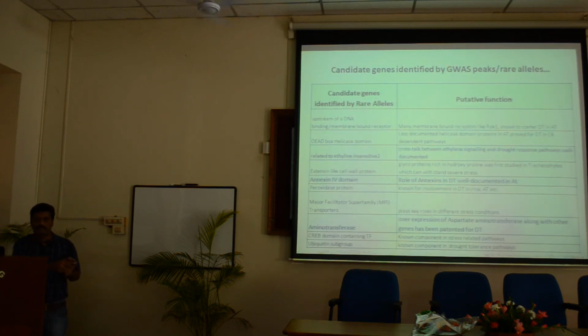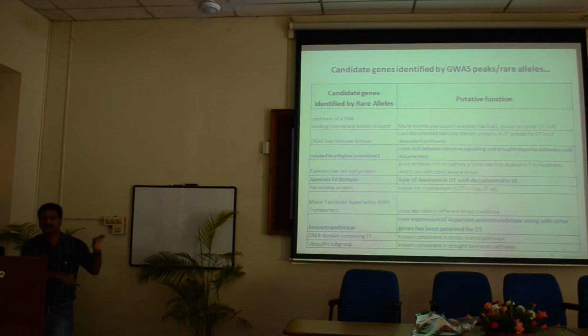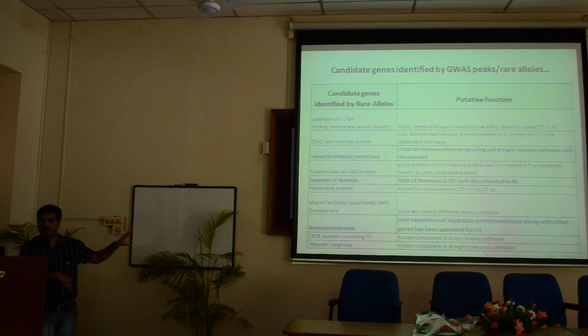And we were looking at the candidate genes identified by those peaks. There are some very, very interesting candidate genes related to ethylene sensitive pathways, annexin pathways, aminotransferases. These genes have been extensively used in the private sector in genetic engineering experiments for conferring drought tolerance.